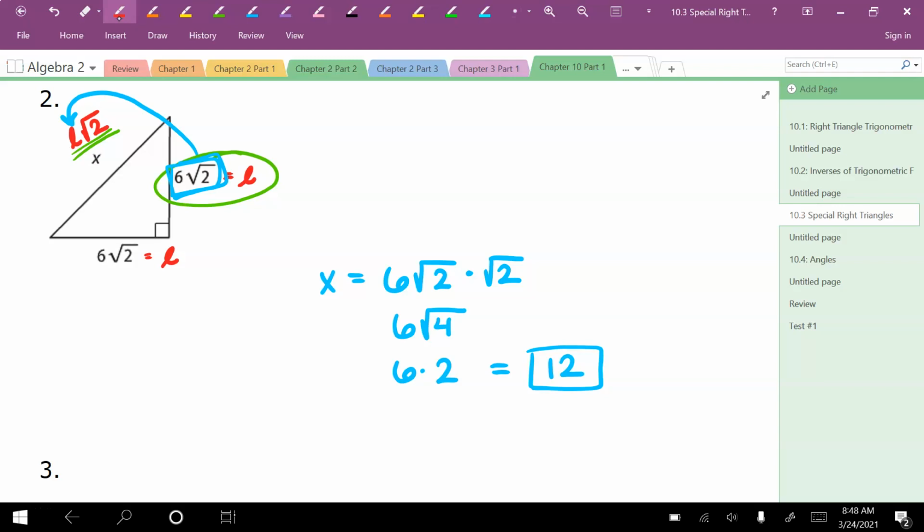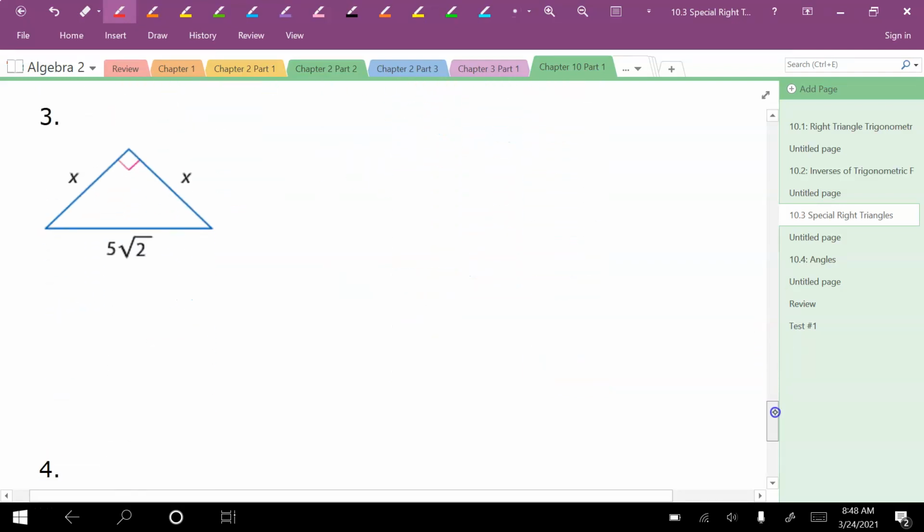Okay, on the bottom there's 3 and 4. I want you guys to try them. See if you can figure them out.